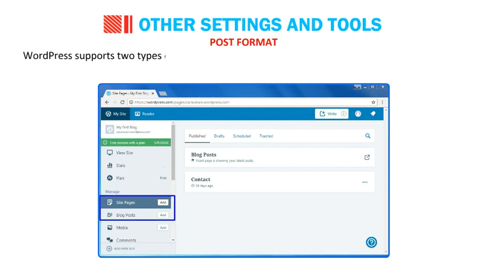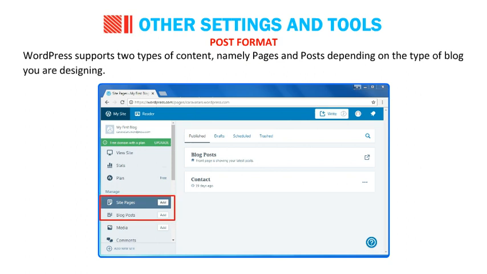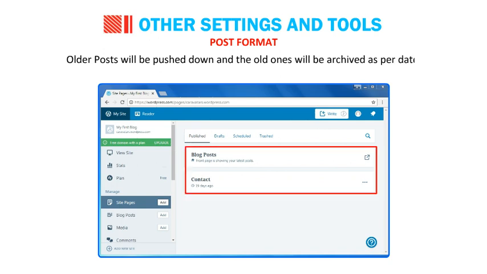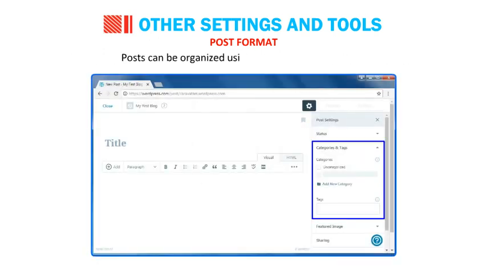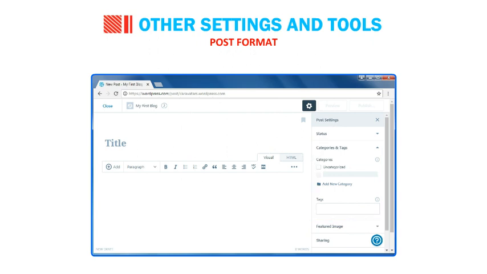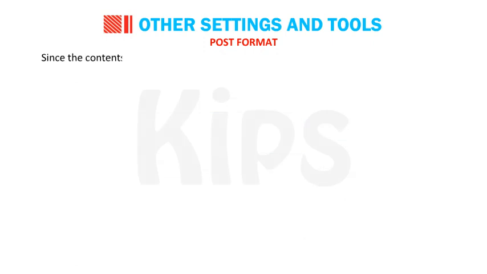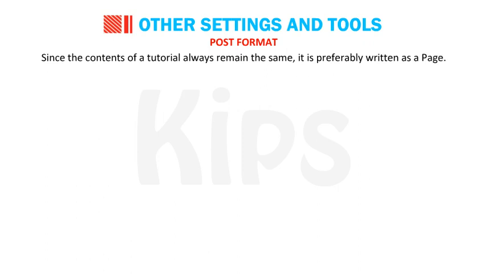WordPress supports two types of content, namely pages and posts, depending on the type of blog you are designing. If you are using your blog as an online diary, you will use posts. Older posts will be pushed down and the old ones will be archived as per date. Posts can be organized using the categories and tags. Pages, as we know, are static. The content of the page does not change. For example, About Us, Contact Us. Since the contents of a tutorial always remain the same, it is preferably written as a page.